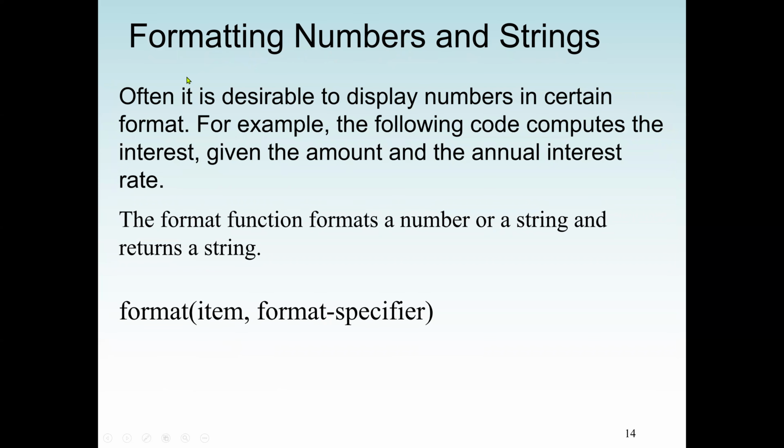And then next we can format numbers and strings. In Python, to format items, we can also use the format function. The format function formats a number or a string and returns the string. So this is the syntax. We have a format method, then the item you want to format, and also the format specifier, whether I'm formatting to a whole number, a decimal number, or a string. So we have to specify the type of format.